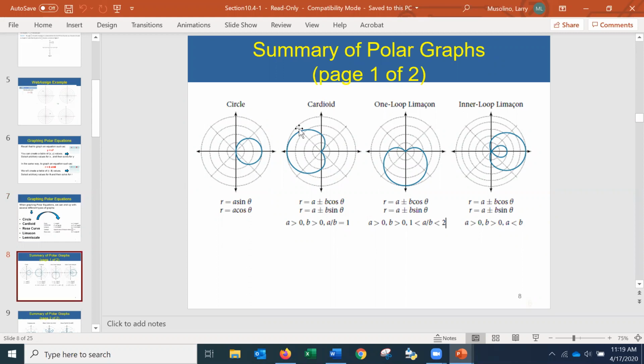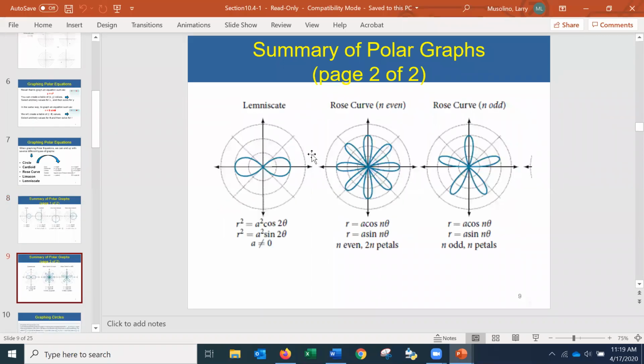For example, a cardioid has this shape, it kind of looks like a heart. There are these loops. If you look here at the inner loop limaçon, it has this loop to it. And then we talked about these other kinds of curves. Lemniscate kind of looks like a figure 8. Rose curve, it almost looks like the petals of a flower, and so on.